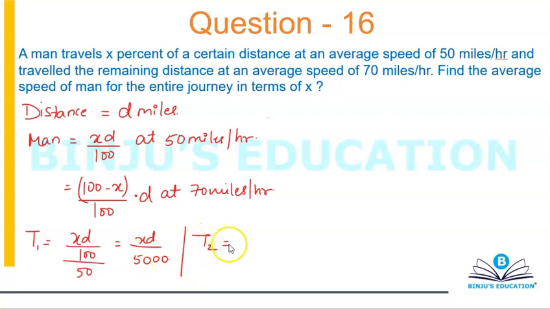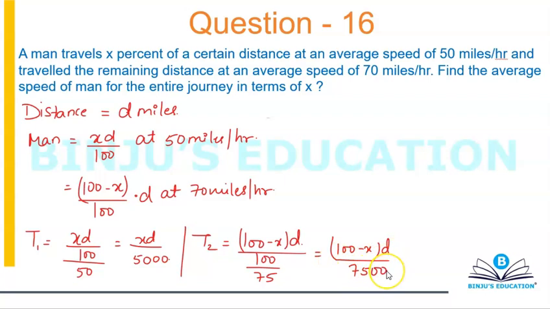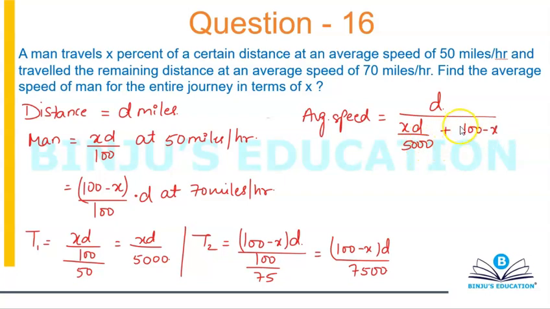Time taken in the second scenario, that is for the remaining 100 minus X%, will be equal to (100 minus X) into D divided by 100, divided by 75, and that is equal to (100 minus X) into D divided by 7500. So you can say that the average speed is equal to total distance divided by total time, that is XD by 5000 plus (100 minus X) into D divided by 7500.